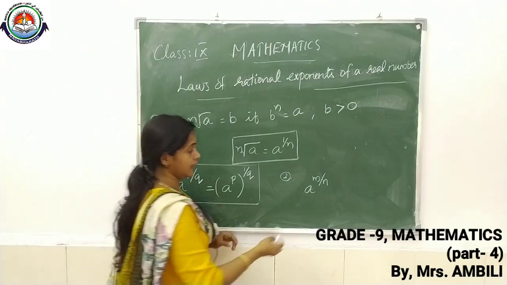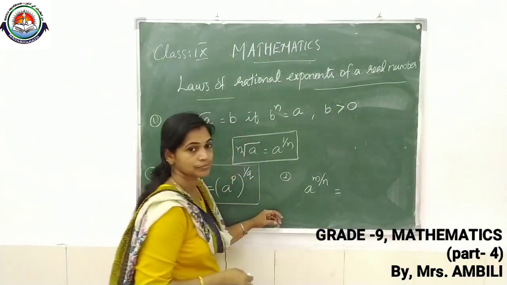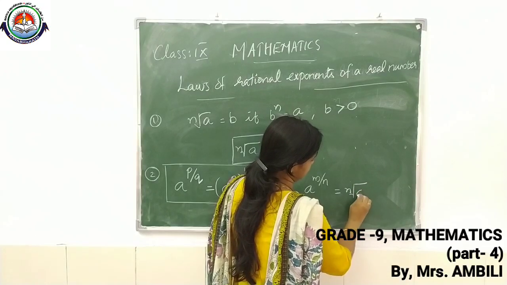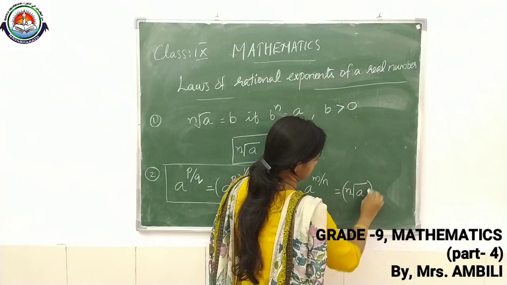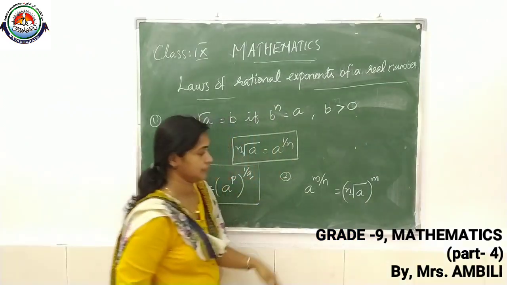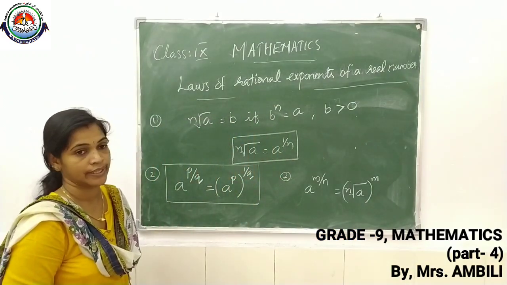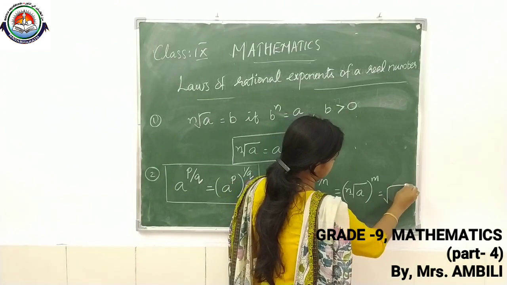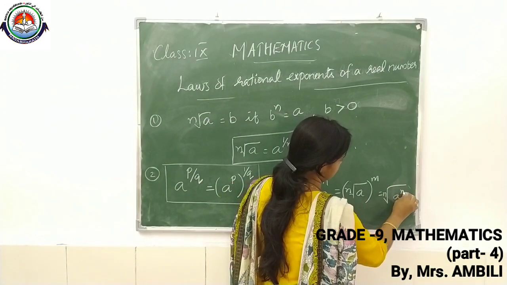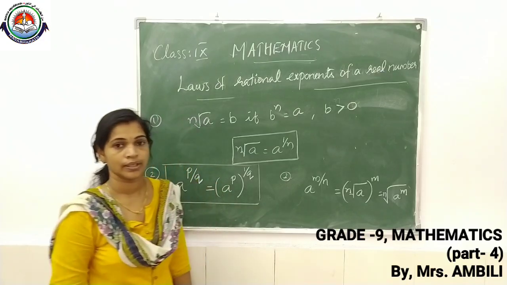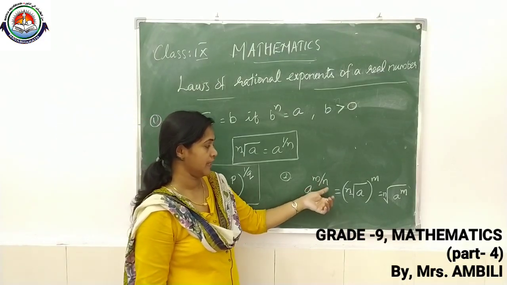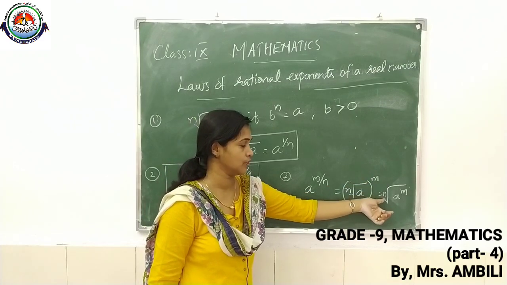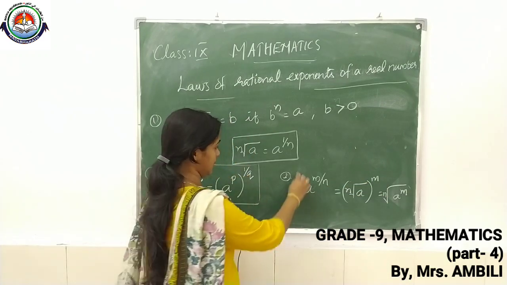A raised to m by n we can write as the nth root of a raised to m, that is equal to the nth root of a raised to m. Clear? A raised to m by n is equal to the nth root of a, the whole raised to m.